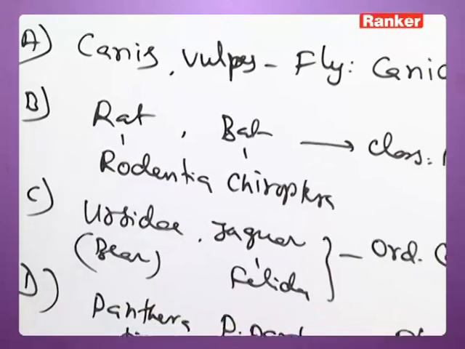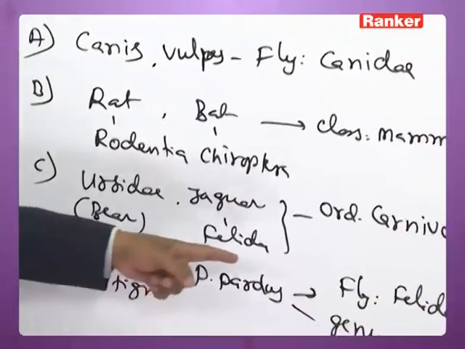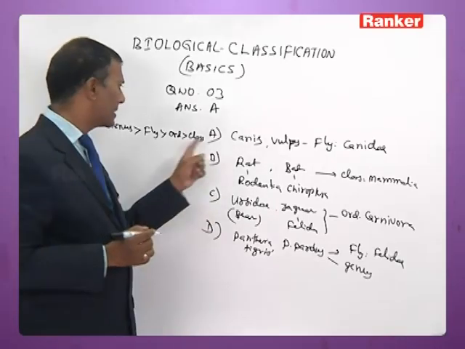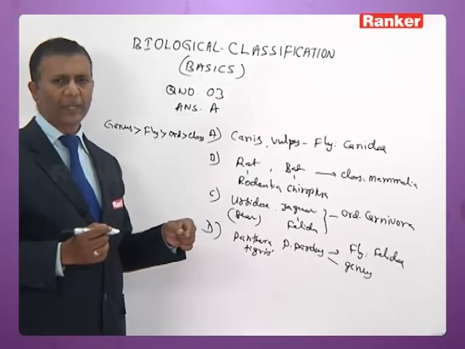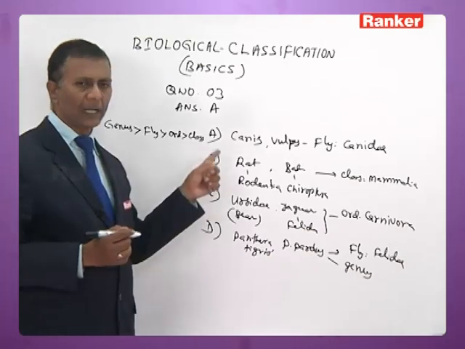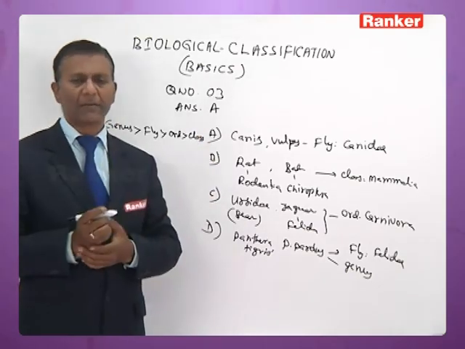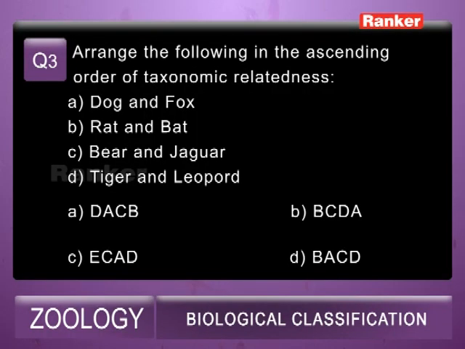DACB. D is the genus, genus is the same. Then A is family is the same. Then C is order. Then B is class. So that is the answer for question number 3. Option A is the correct answer. DACB, option A.